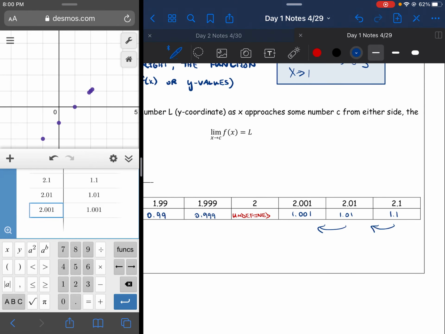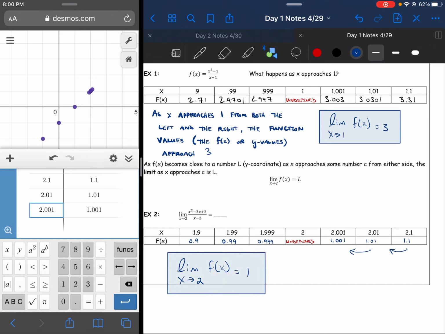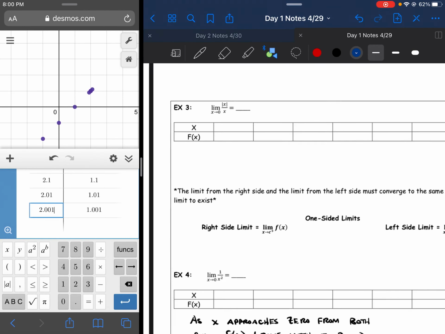And now let's look at the two sides combined. As we approach 2 from the left, these values are getting really close to 1. As we approach 2 from the right, these values are also getting really close to 1. So we would say that the limit of f of x as the x values approach 2 is equal to 1, because that's the function value that we're approaching. Okay? So let's look at some other examples.